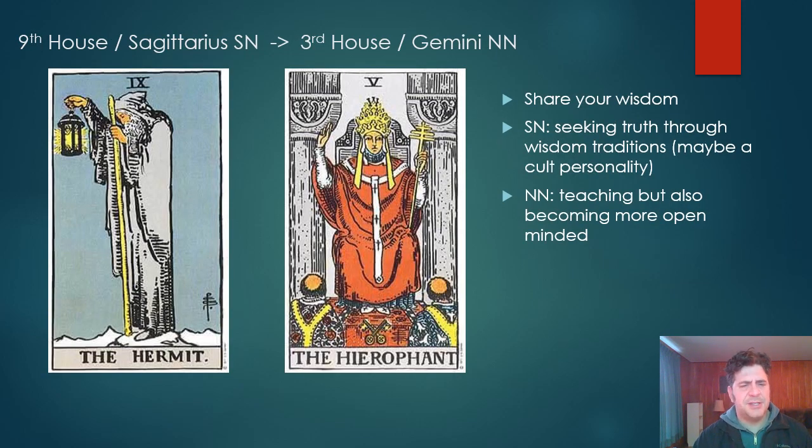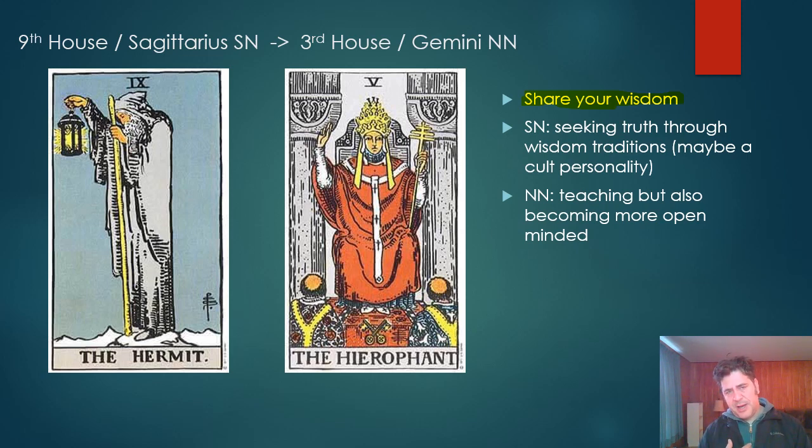So here the ninth house Sagittarius south node is transitioning into a third house or Gemini north node, which has to do with sharing your wisdom. The south node is seeking truth and introspection, and maybe even becoming to some degree a guru or whatever that's off in the mountain. The north node is teaching and communicating. Gemini is about communication, but also becoming more open-minded, more flexible-minded, more tolerant, less dogmatic about your own views.